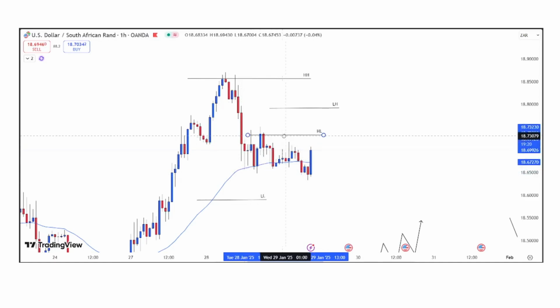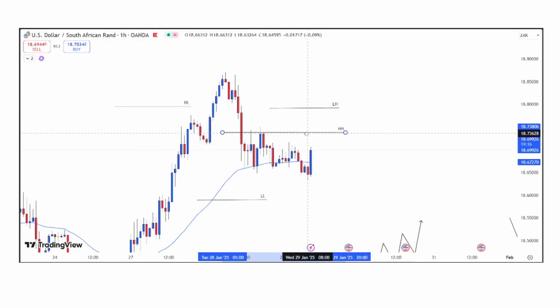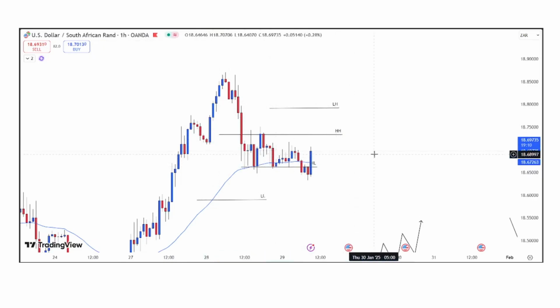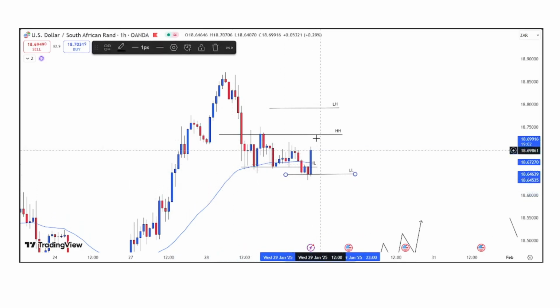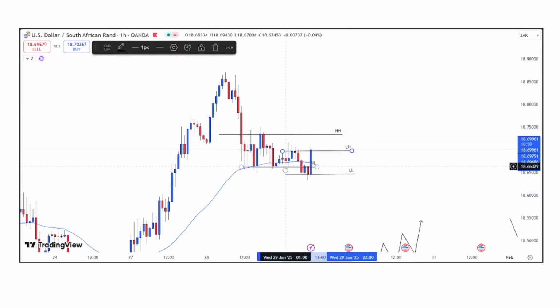So this is your higher high, this is your higher low. When we're in this range, like I said, nothing matters until we get that break. Once we get that break and we get our lower low, then our lower high is formed, which is there, and we are no longer bullish.